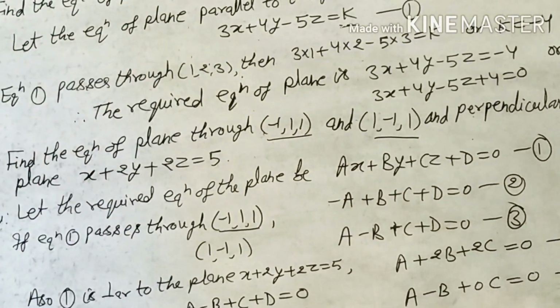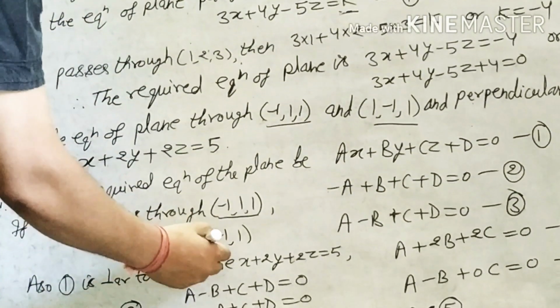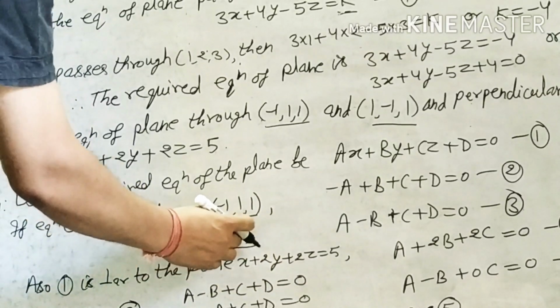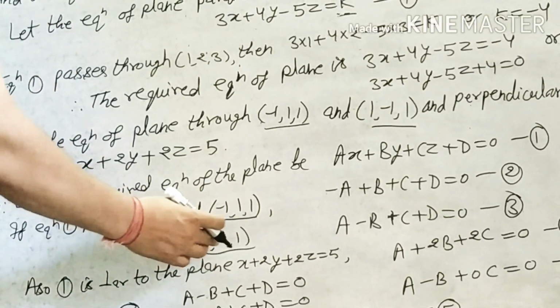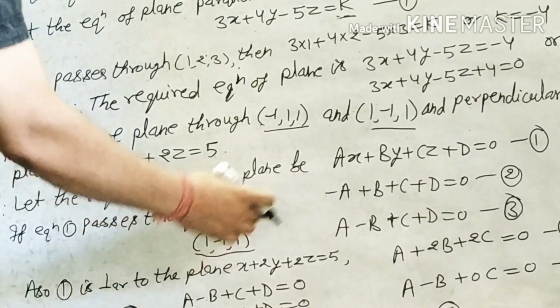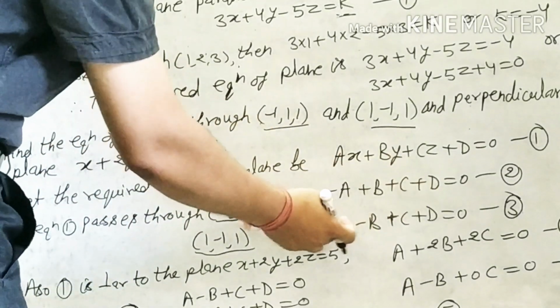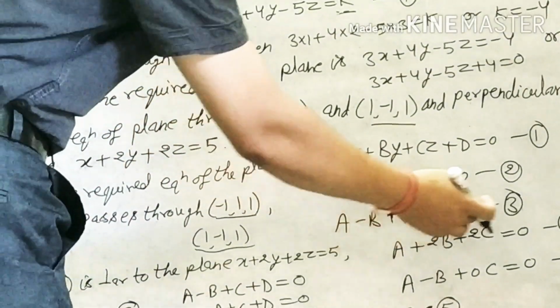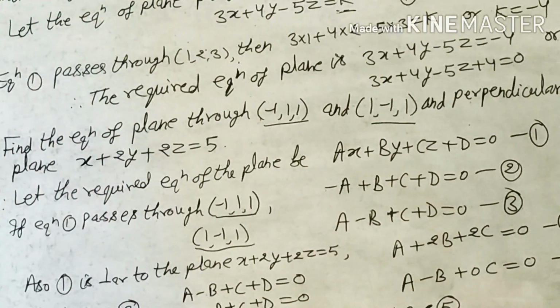Again, the equation of the plane passes through another point, (1, -1, 1), with x replaced by 1, y by minus 1 and z by 1. This time you will get the equation a minus b plus c plus d equal to 0. That is your third equation.